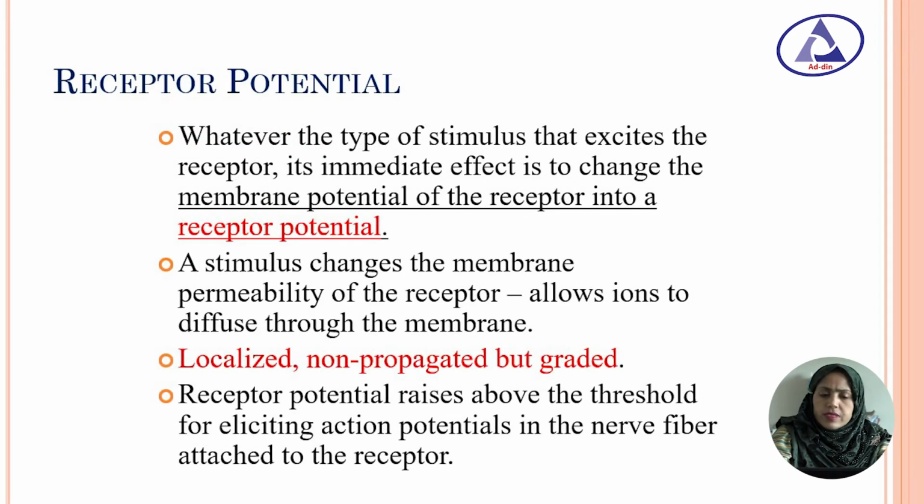Receptor potential. What is receptor potential? Whatever the type of stimulus that excites a receptor, its immediate effect is to change the membrane potential of the receptor into the receptor potential. It changes the membrane permeability of the receptor and allows the ions to diffuse through the membrane. It is localized, non-propagated and graded. And when the receptor potential rises above the threshold level, it causes an action potential in the nerve fiber attached to the receptor.